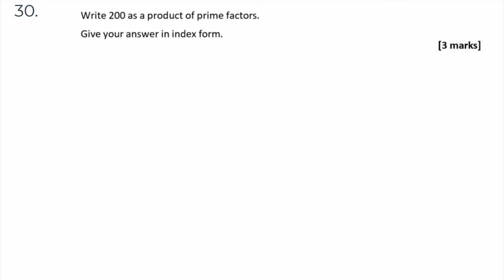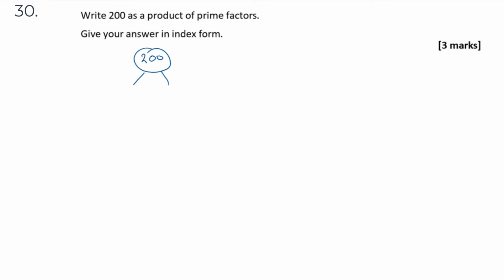Write 200 as a product of its prime factors. Give your answer in index form. Okay, now if you've got the calculator paper, then you can just tap it into the calculator and it will do this for you. But if you're on the non-calculator paper, you're going to have to do it the long way. I recommend using a factor tree. So you write your number in a circle at the top like this, and you think, what two numbers multiply together to give you 200? Now, there are lots of different options.